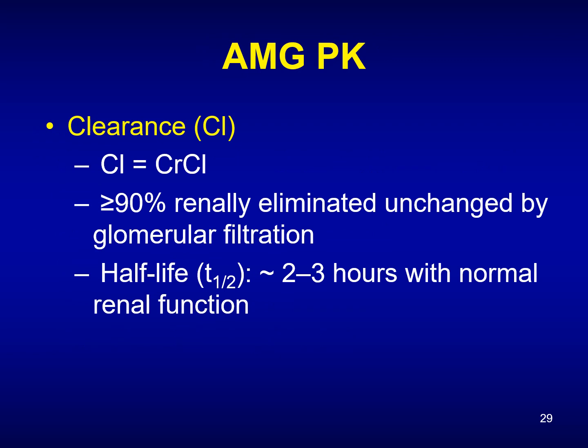Aminoglycoside is also highly renally cleared, over 90% unchanged by glomerular filtration, so for simplicity in daily dosing calculations, we equate aminoglycoside clearance to creatinine clearance as estimated by the Cockcroft-Gault equation. Aminoglycosides have a half-life of approximately 2 to 3 hours in adults with normal renal function.